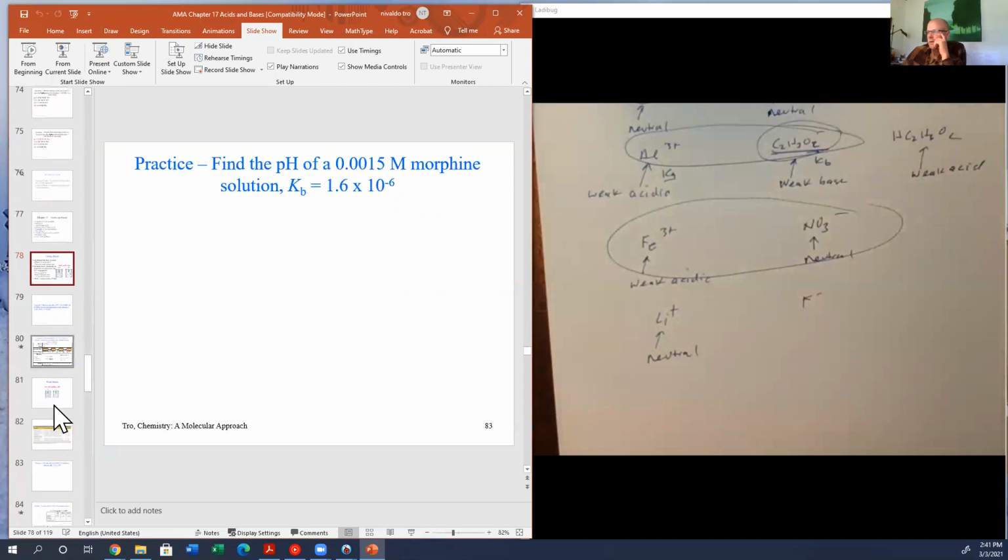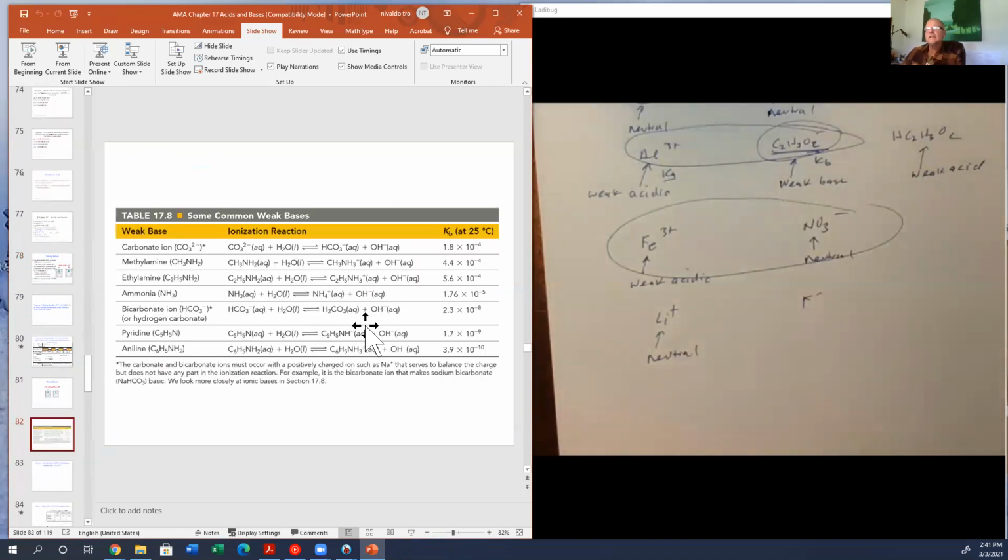All right. This is the table of some weak bases. You want to identify them in a couple of ways. If they have this nitrogen, right? So ammonia, ethylamine, methylamine. Notice they all have very similar structure. They're hydrocarbons with nitrogen. So whenever you see a hydrocarbon with nitrogen, you know that's a weak base.